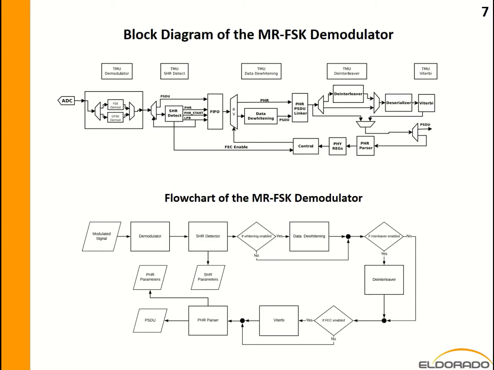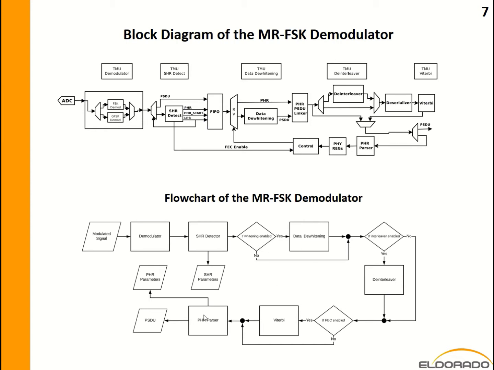Block diagram and flowchart of the demodulator. Signal demodulation starts by reading the modulated signal from transmission. The demodulator can be selected between FSK or GFSK. Once the data bits are retrieved, the frame header SHR is detected, delimiting the frame starting point and extracting SHR parameters needed for internal control, like FEC and interleaving enable parameters.